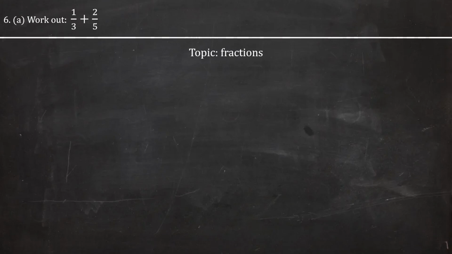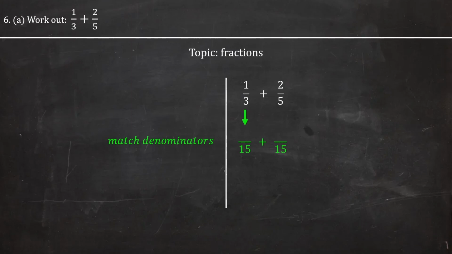Question 6, we're adding fractions. So first, we need to change the denominator so that they match. Between 3 and 5, the lowest common multiple is 15, so we're going to make both of them out of 15. On the first fraction, from 3 to 15, we times it by 5, so we times the numerator by 5, which gives you 5 over 15.